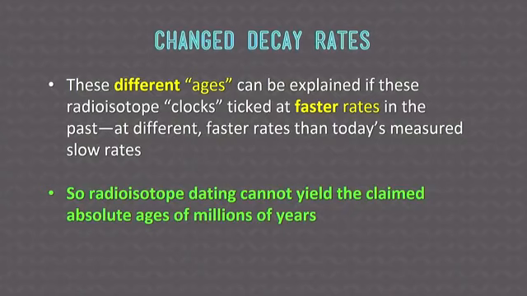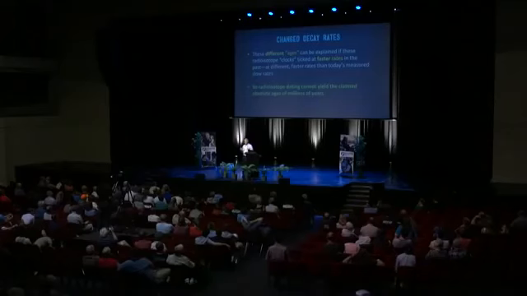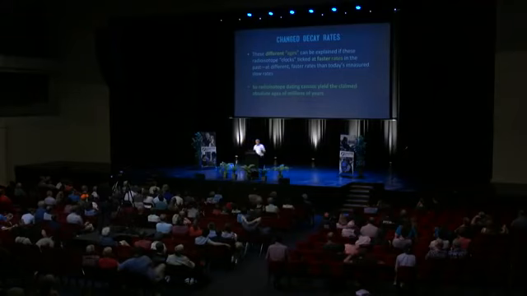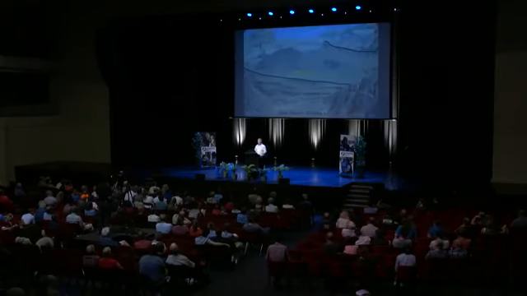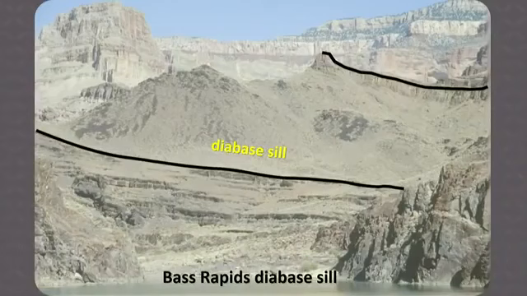cannot yield the claimed absolute ages of millions of years. Now, if you think that this was just a one-off serendipitous discovery, we did this repeated on 4 different rock units in the Grand Canyon. I'll give you 2 more examples. This is where the molten basalt didn't make it to the surface out through the volcano.